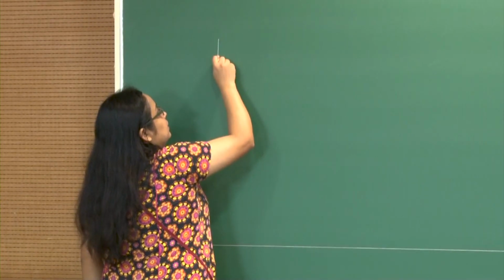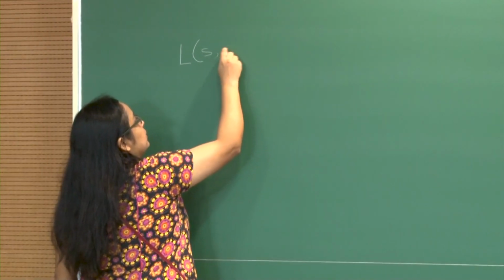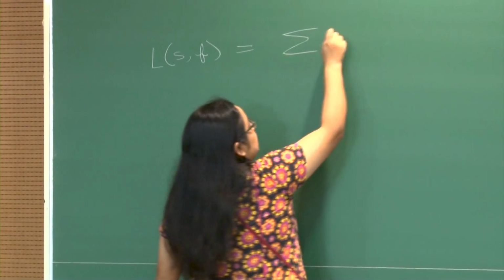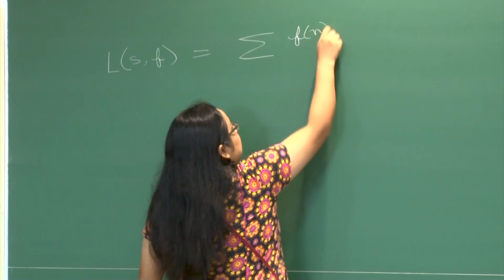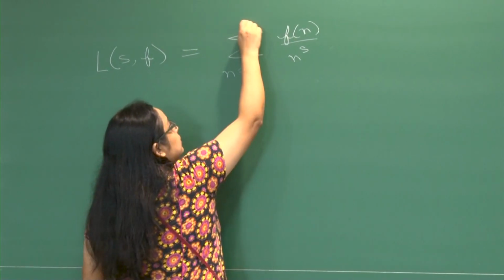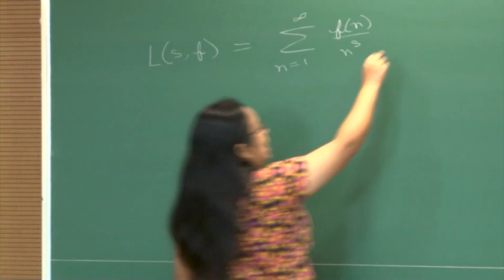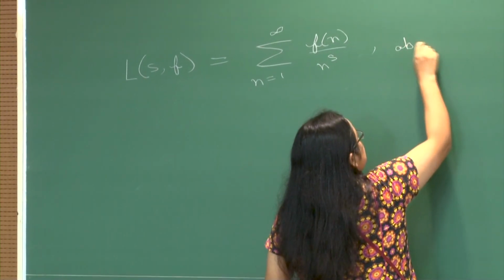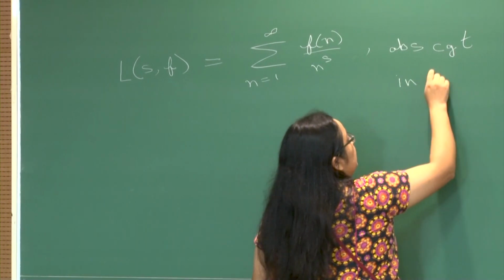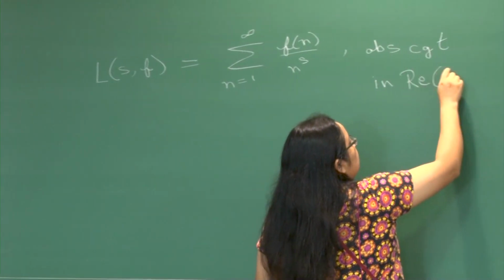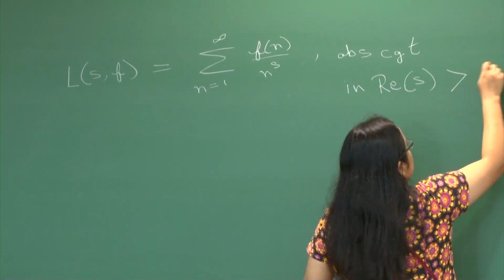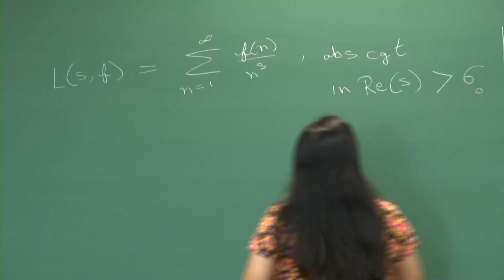So, our goal, as I mentioned last time, is to take an arithmetic function and define what we called the Dirichlet series corresponding to it, which is absolutely convergent in some half plane. So, let us say it is absolutely convergent when the real part of s is greater than some sigma sub 0.